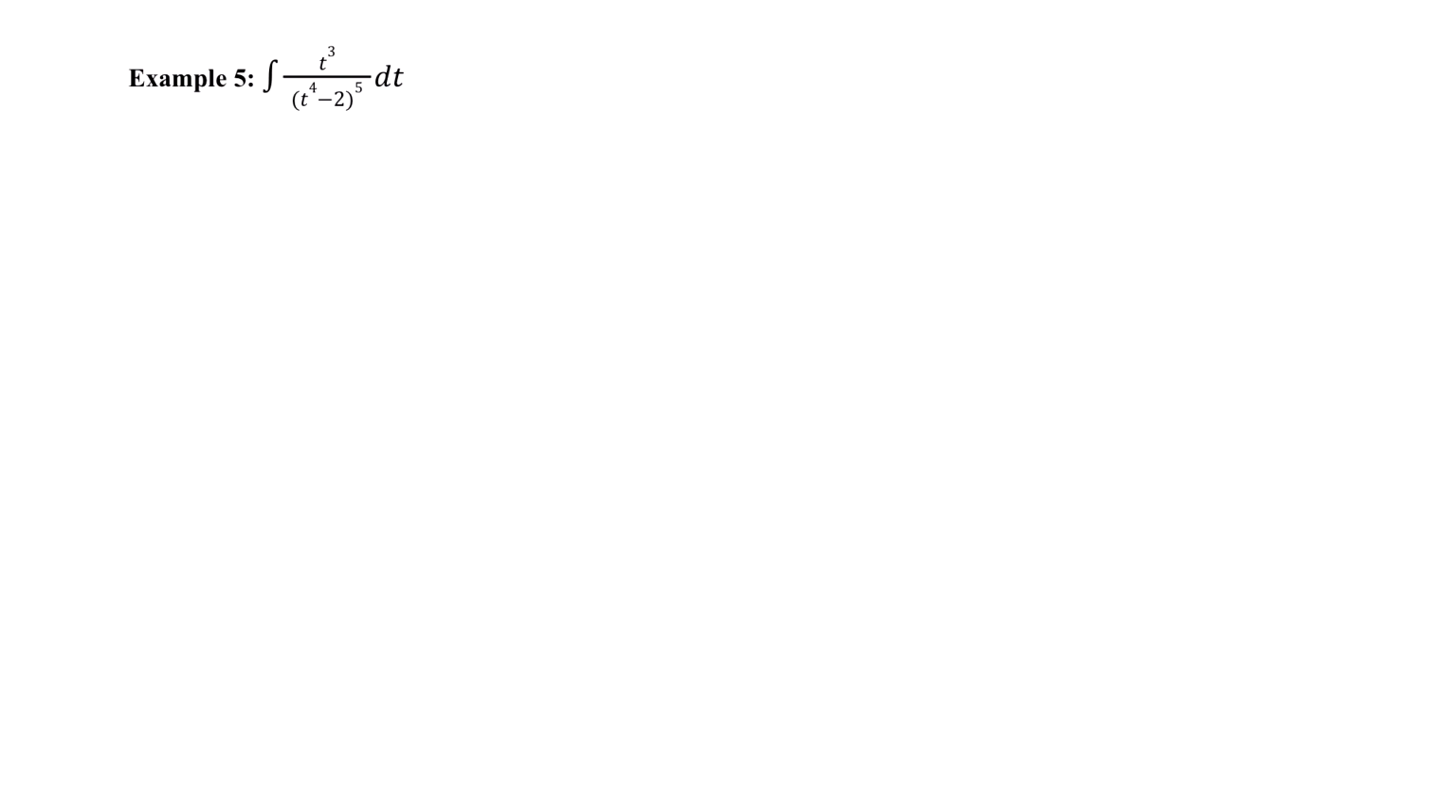So I think for this problem, your u is going to be t to the 4th minus 2. So u will be t to the 4th power minus 2. Du, remember, is just the derivative of your u. So in this case it would be 4t to the 3rd power times dt. So what do we have here? We've got this piece right here.